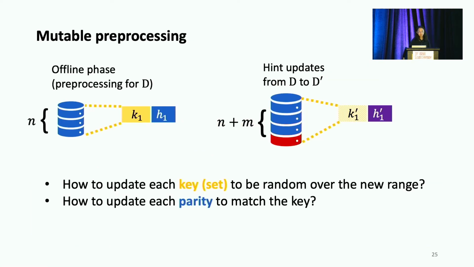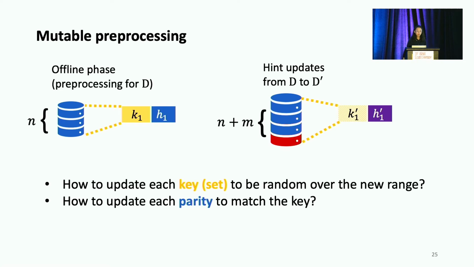So now, as you can see, if there are m more items added to the database, the old key k1 is no longer a valid hint, because this key k1 specifies a set that contains only indices randomly sampled from the range from 1 to n. So the first challenge is how can we update each set to be random over the new range?